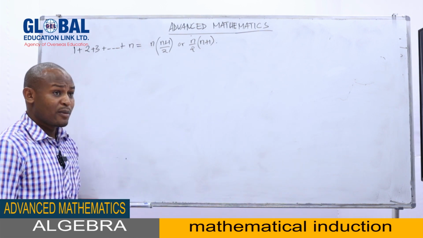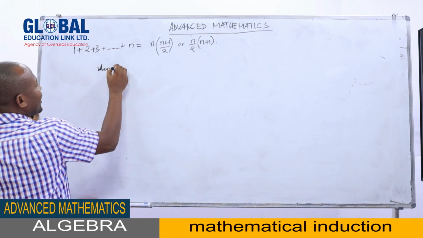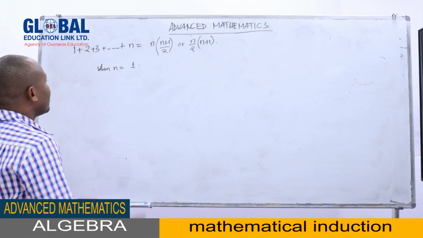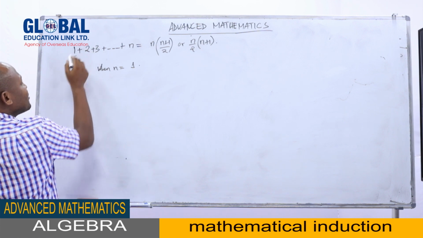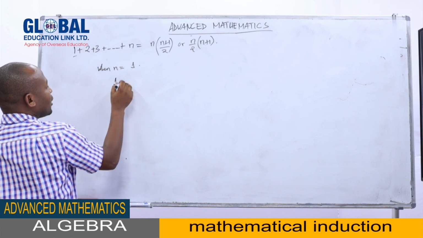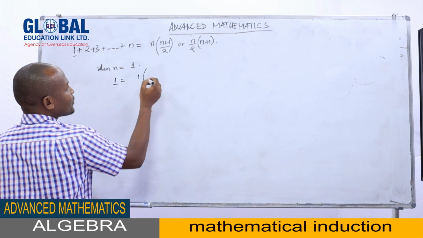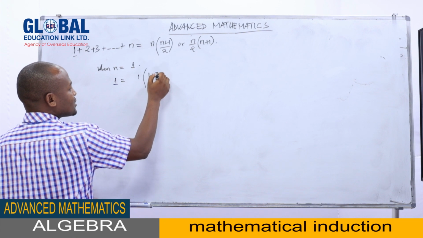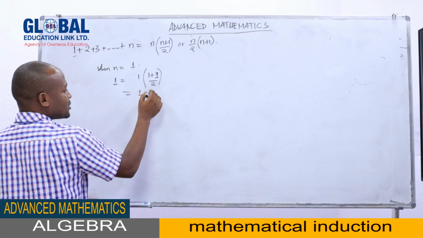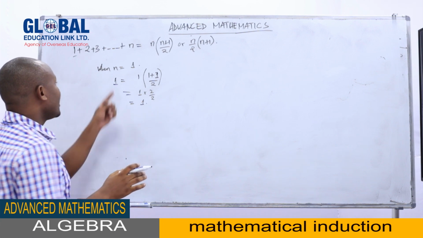Now, by the principle of mathematical induction, we have to prove some first steps. When n is equal to 1, that means we are trying to find the sum when n is equal to 1. That means actually we are talking about the first term. We're just trying to sum the first term. That means we shall have 1 on the left-hand side, and then on the right-hand side we have 1(1+1)/2. Simplifying that, we have 2/2, that equals 1. That means it holds true when n is equal to 1.